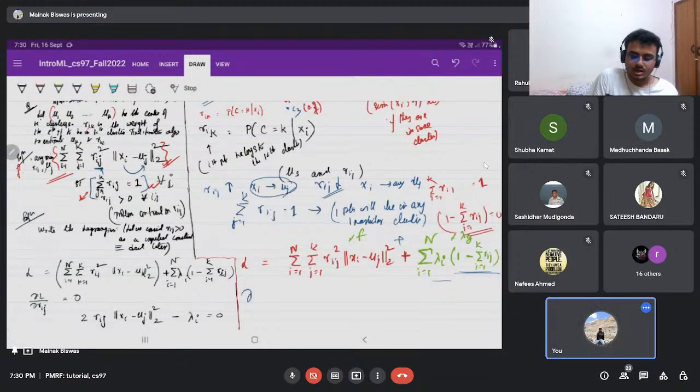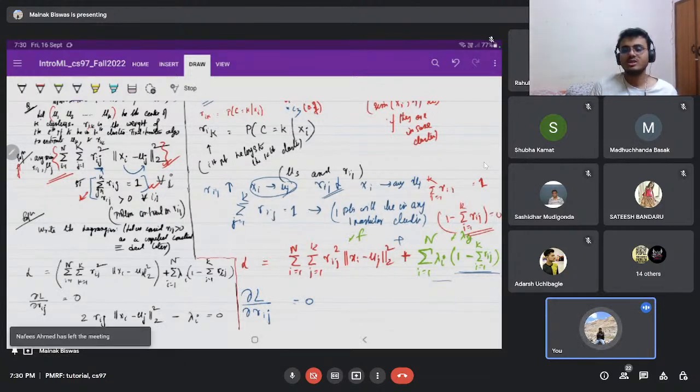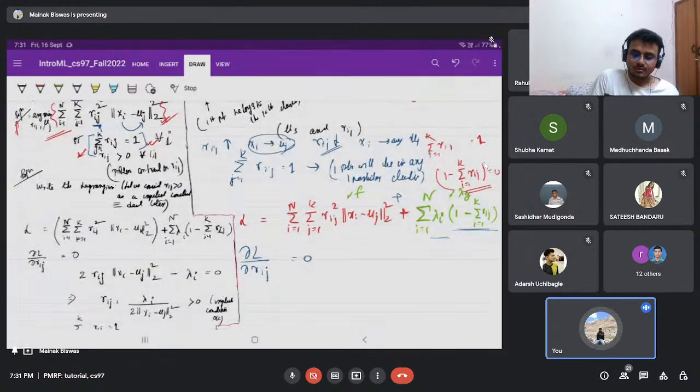So now what will I do? I will differentiate with respect to every R_ij and set it to 0. Okay. Somebody had a question. Okay. So what will be the derivative with respect to R_ij here? Remember, keep in mind that the R_ij have to be greater than 0, but we'll see that they turn out to be good, and they are greater than 0 because they're probabilities. You cannot have negative.